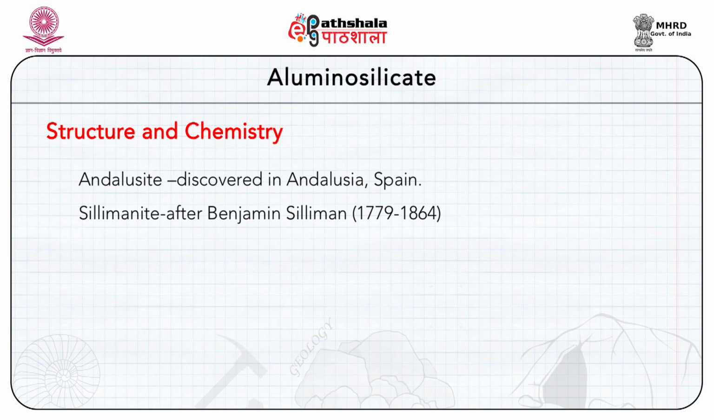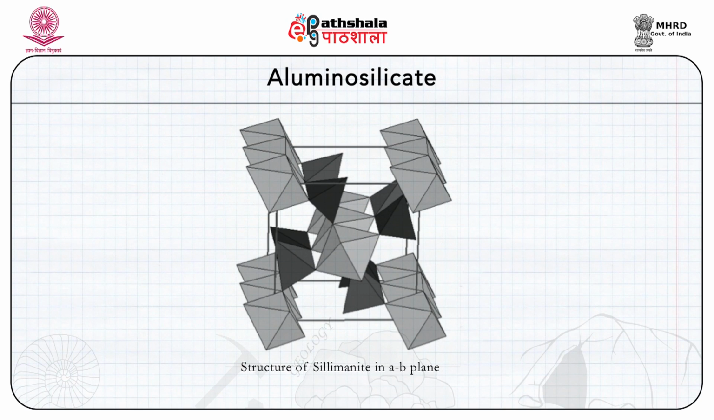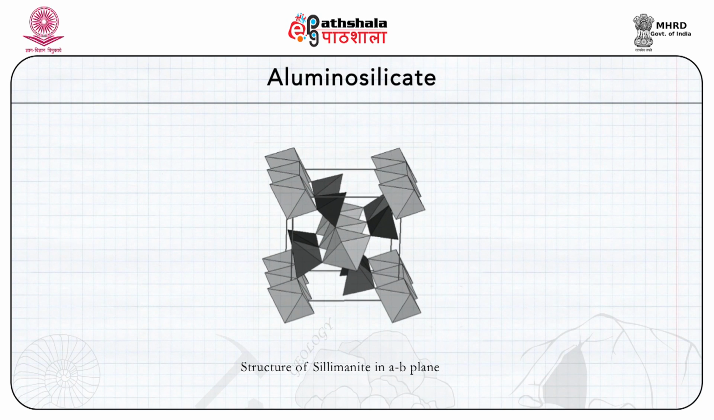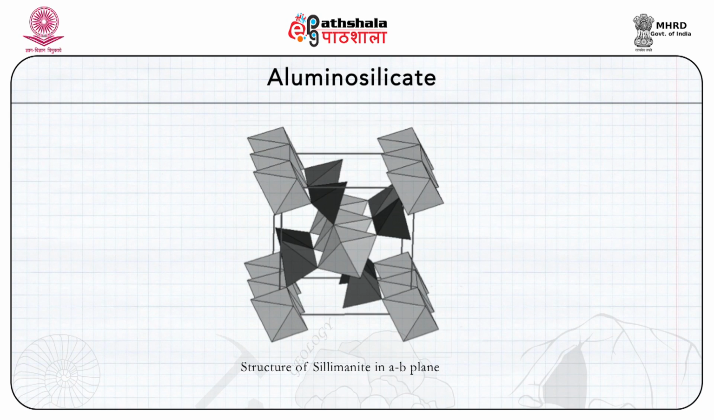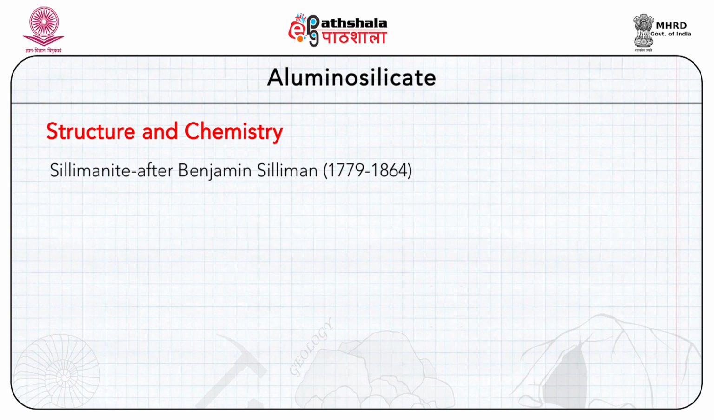chemist and mineralogist. The structure of Sillimanite consists of edge sharing octahedra of AlO parallel to the C axis, and a double chain of tetrahedra containing silicon and aluminum alternately in fourfold coordination provides the lateral linkage between octahedral chains. The composition of Sillimanite is relatively pure Al2SiO5. Fe3+ and Cr3+ may replace the aluminum in the structure.